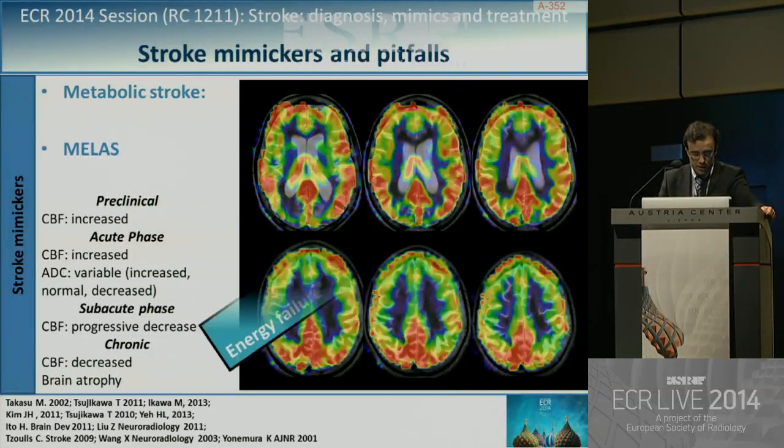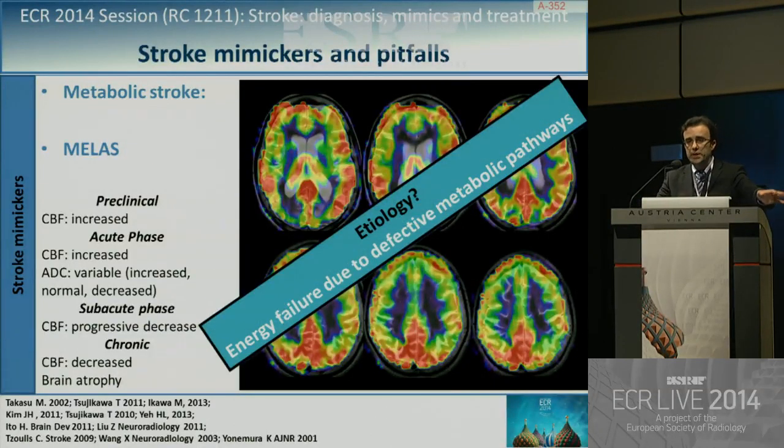and on the chronic phase, generally, you have a scar from a permanent lesion. So you have to remember that with mitochondrial disease, we are not looking at a problem of the arteries, we are looking into a defective metabolic pathway.